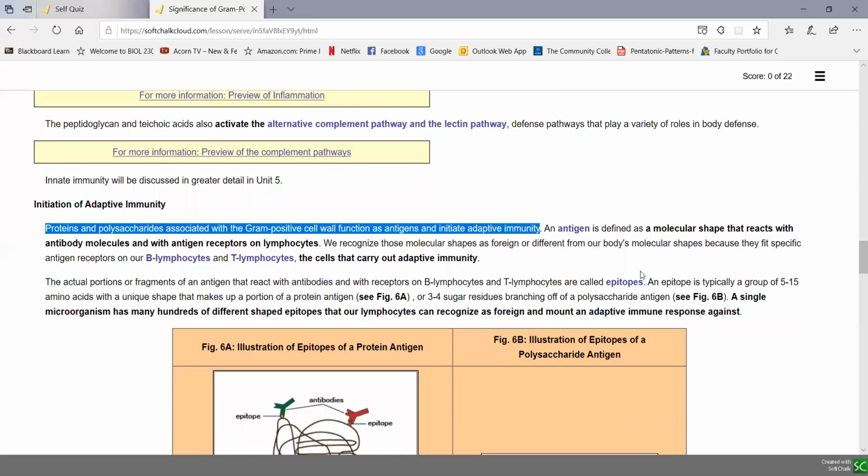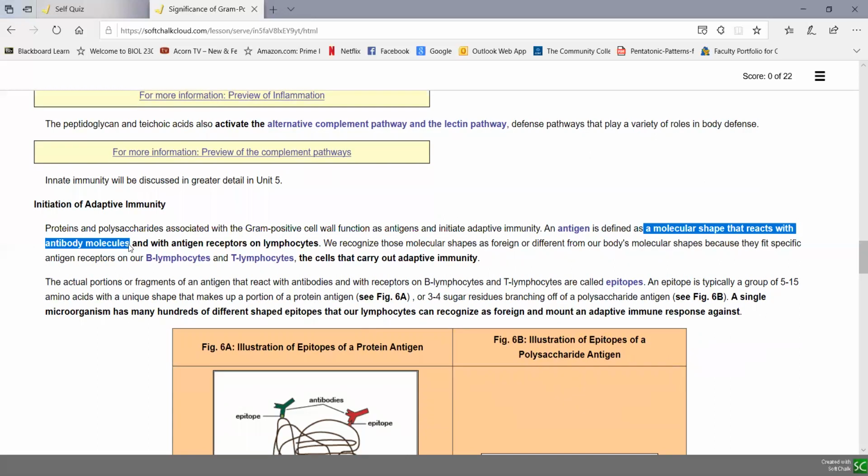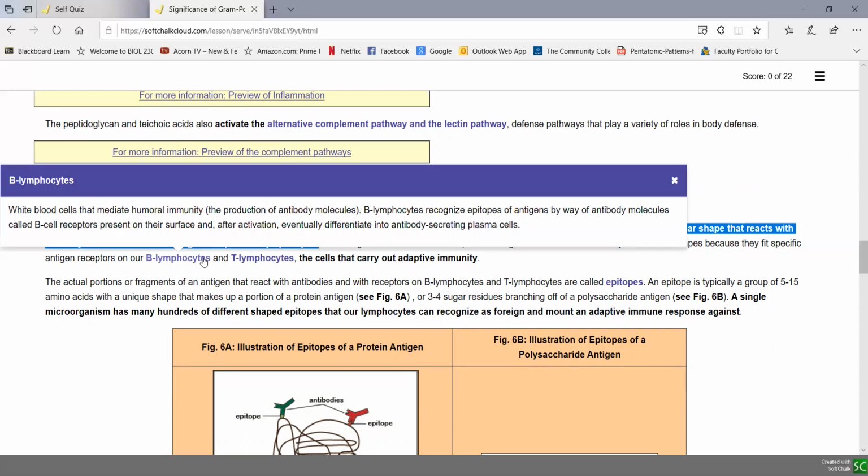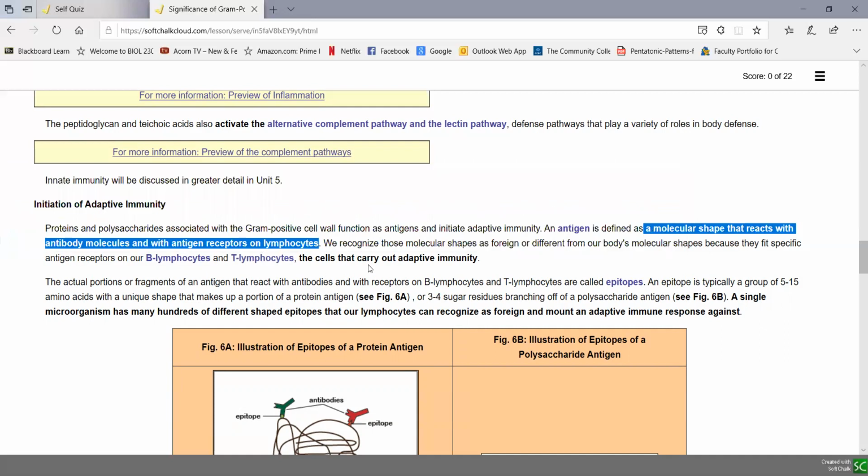So we define an antigen as a molecular shape that reacts with antibody molecules once they're made, but more importantly for initiating immunity, they bind to antigen receptors on lymphocytes. So the way we activate adaptive immunity is we use special white blood cells called B lymphocytes and T lymphocytes. And again, we're going to learn much about these later on. You don't have to know what they do at this point, but we'll eventually get into all the cells involved in body defense. The B lymphocytes are the ones involved in antibody production. The T lymphocytes are involved in cell-mediated immunity, and they regulate immune responses through cytokine production.